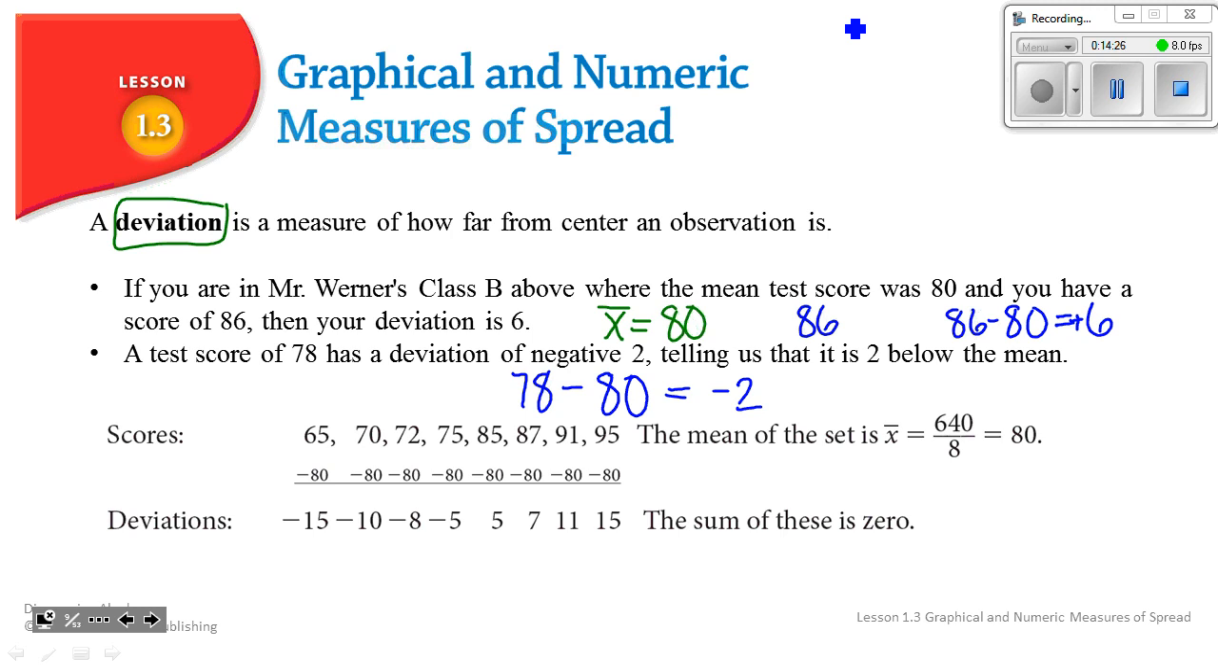So deviations can have a sign, positive or negative, depending on if you're above the mean score or below the mean score. All right. There's also something called, well, actually, let's look at this.